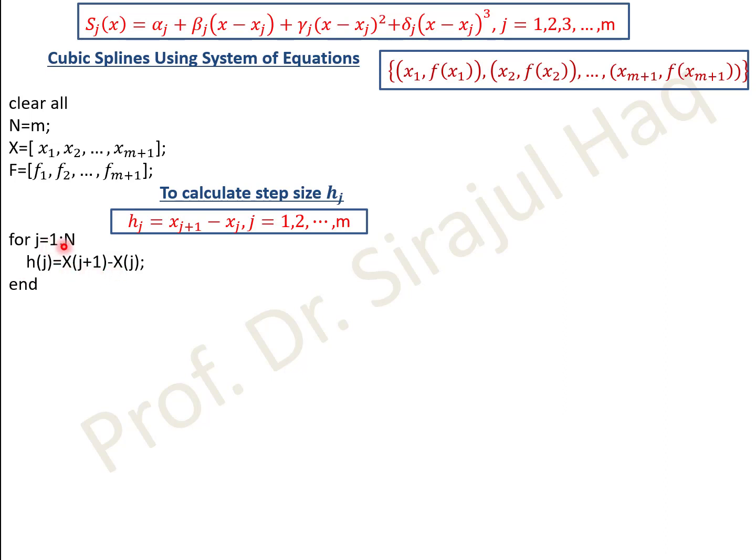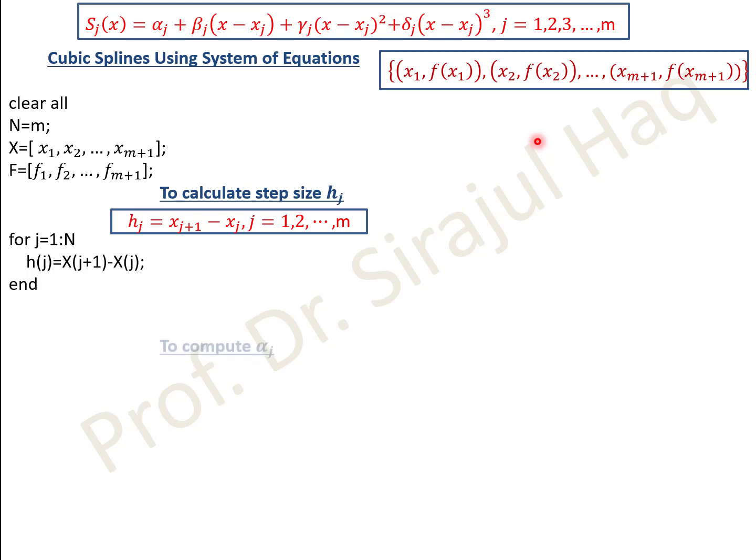Then we'll take j is equal to 2 and write h2 is equal to x3 minus x2, until j is equal to n. j is equal to n means that hm is equal to xm plus 1 minus xm, and you can see that these three lines cover the complete data. These hi's compute the step size for you.